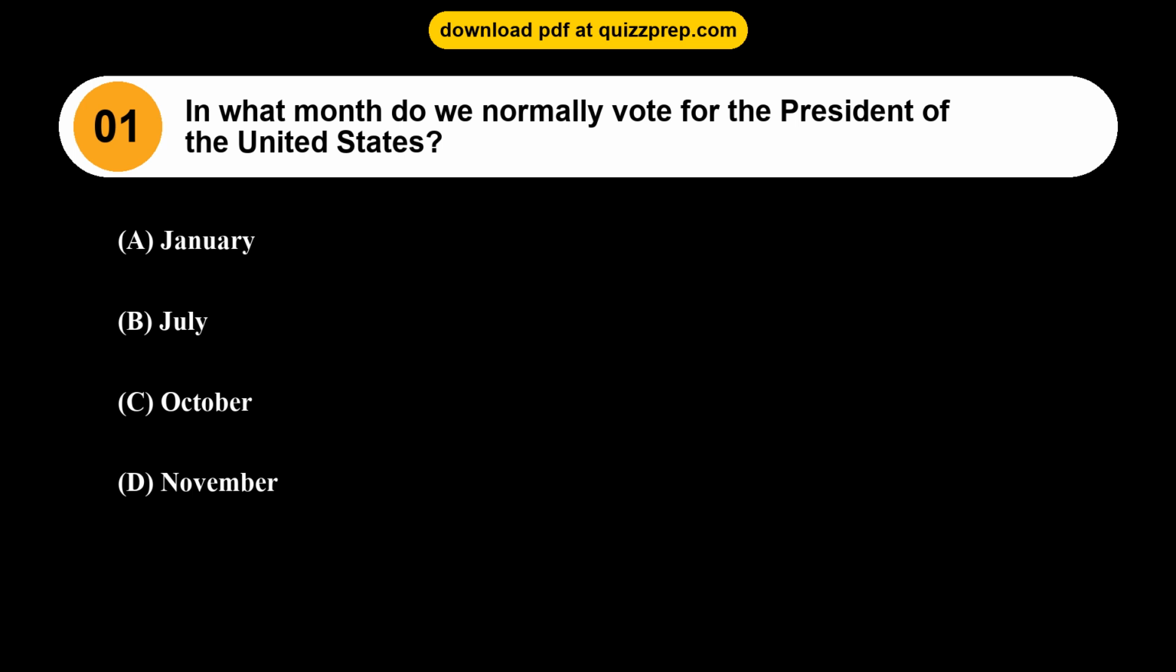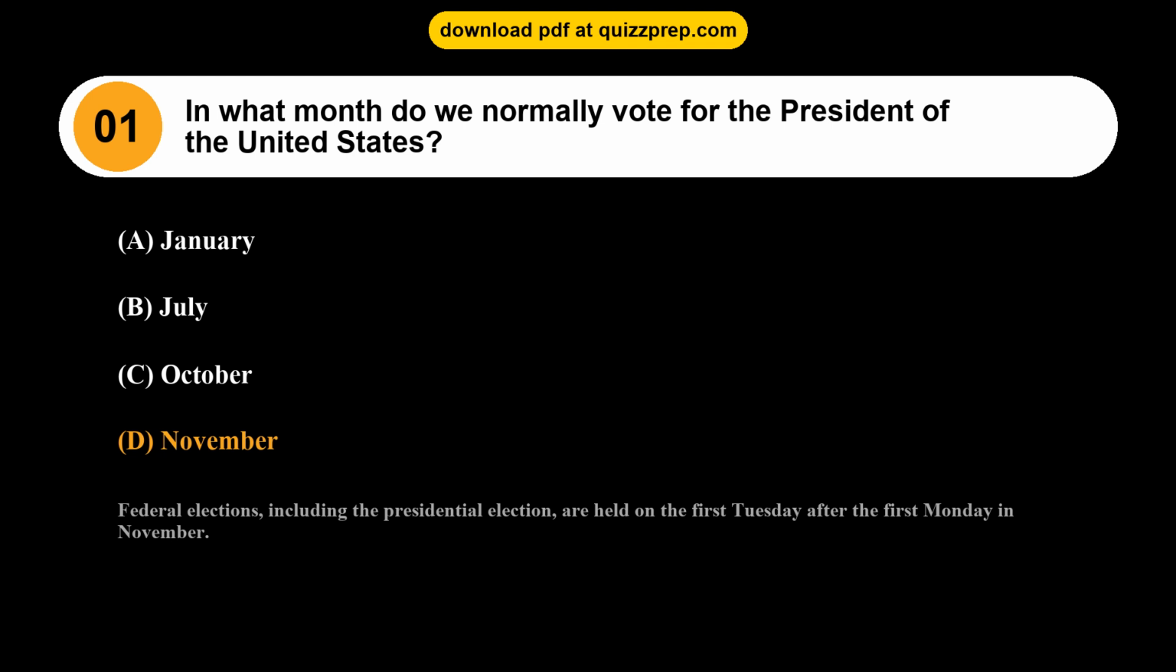Question 1. In what month do we normally vote for the President of the United States? Option A, January. Option B, July. Option C, October. Option D, November. The correct answer is option D, November. Federal elections, including the presidential election, are held on the first Tuesday after the first Monday in November.